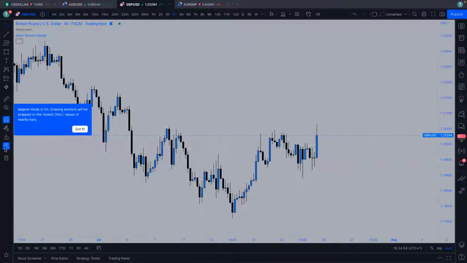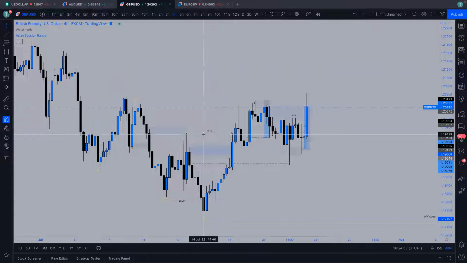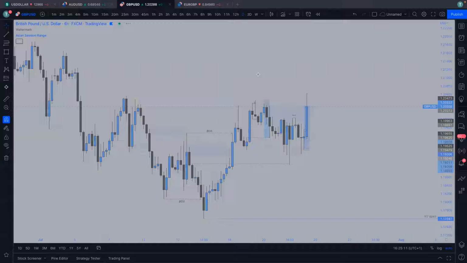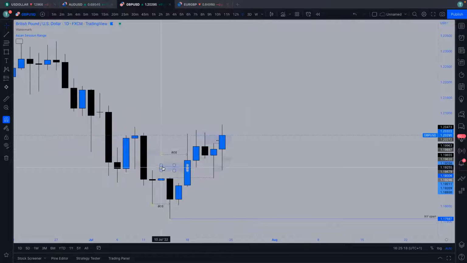Now, if we just put the drawings on, we had some supply here that was invalidated, and you can see we actually broke structure and closed above it. And then I was really looking for, like I said before, price to come down and then continue a bit higher. So I was looking for this daily down move to get mitigated, which is what we got yesterday. You can see this is our sell to buy movement. We had some lows in here that got raided, and then price started coming up and pushing higher.